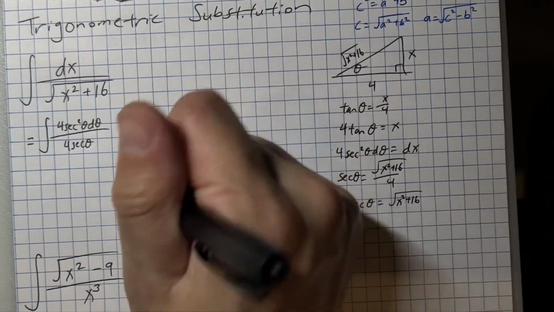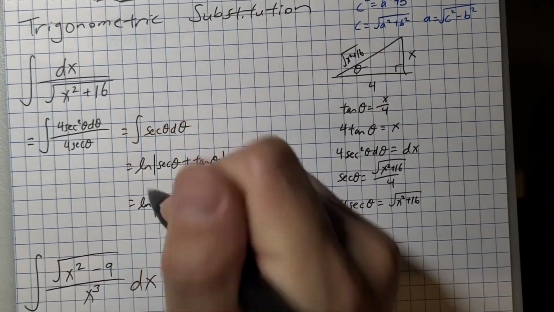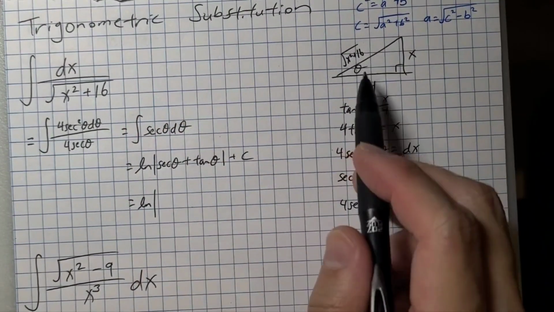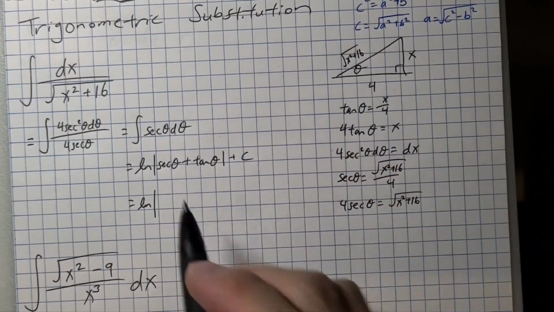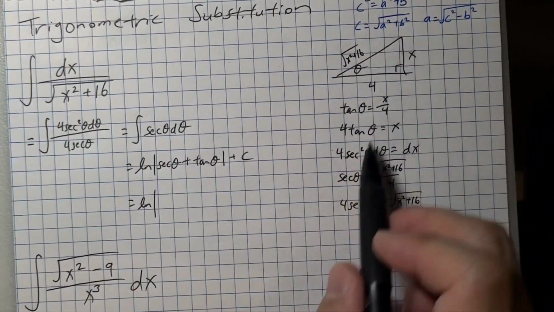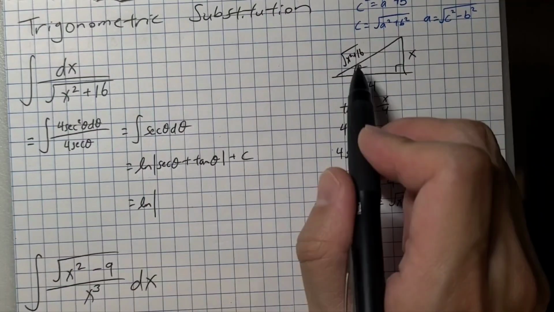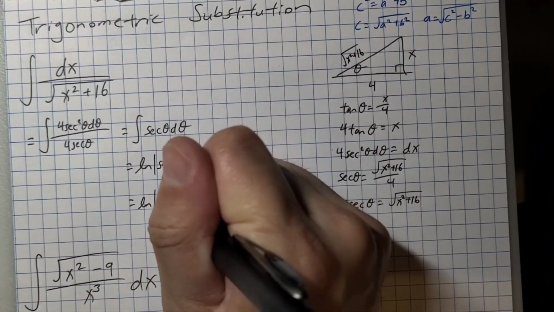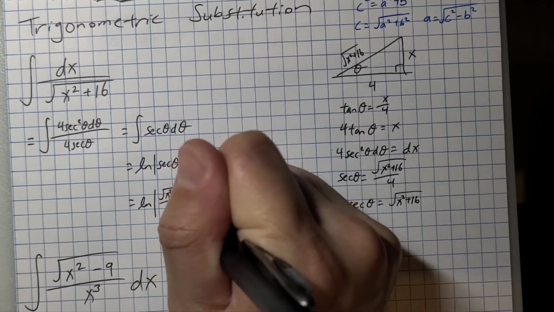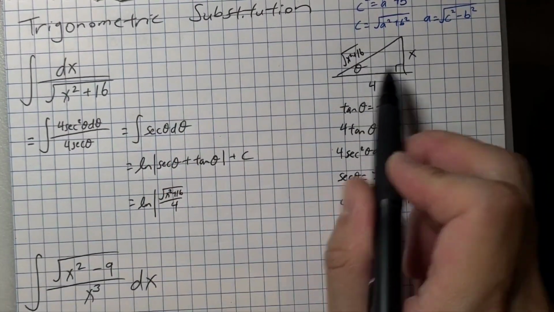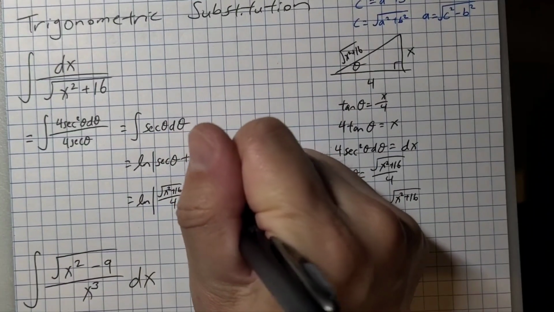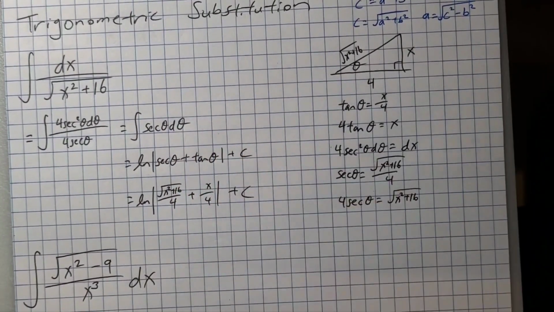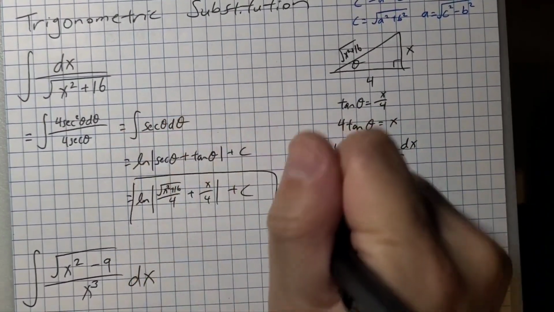We have to back substitute. So at this point, you might have had to draw the triangle anyway. You draw it in the beginning, so you have everything already. Secant theta, you can use a triangle, or we also defined it here. But let's just use a triangle. It's the square root term over 4. Okay. Tangent theta is x over 4, plus c. And that is our answer. Okay.